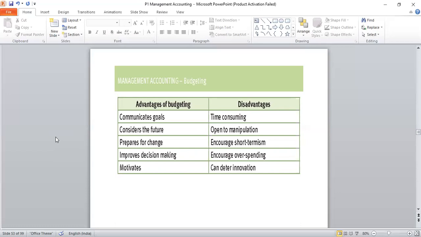So one important aspect of budgeting is that there is communication. Communication is possible and communication is made, so everybody understands. So the goal congruence happens. Everybody goes in the same direction because the plan is already communicated to them. Then it considers the future period of time.